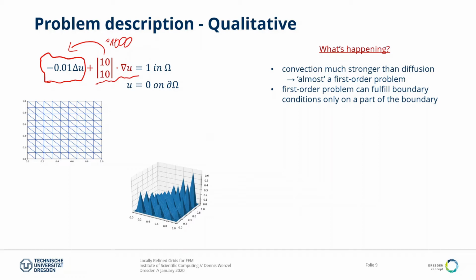As this first order term is dominating so strongly, we are approximately in a case where we only have a first order problem. Because of this strong dominance, in comparison to this first order term here, this is roughly 0. And as you probably all know, a first order problem cannot fulfill boundary conditions on all sides. We have talked about this in a rough way last week already.